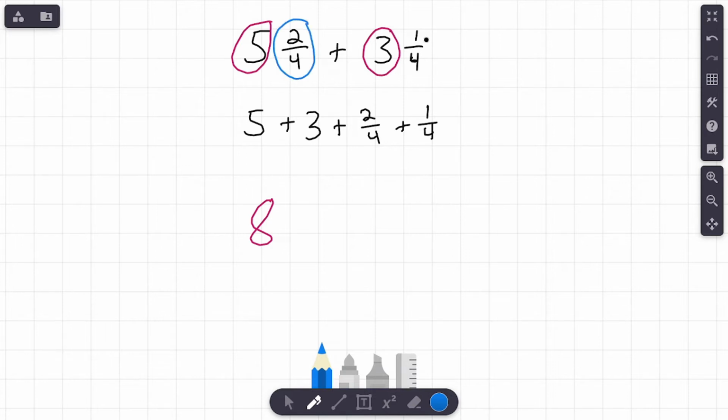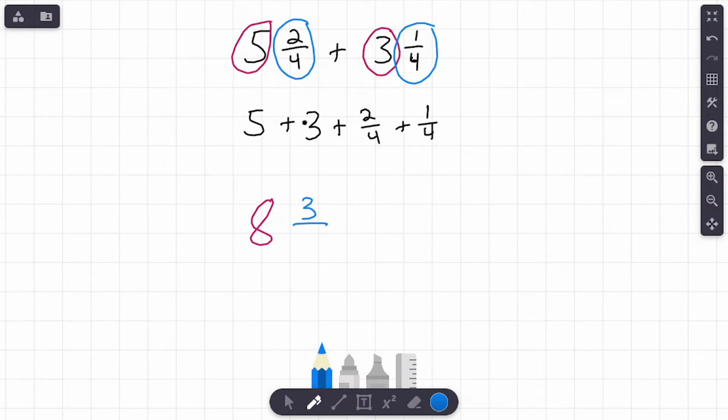Now let's add our fractions together. Our fractions are 2/4 and 1/4, and again, the reason we can add them is because the denominators are the same. If they weren't the same, we would just have an extra step to do, okay? So my question to you, what is 2 plus 1? Add the numerators. 2 plus 1 is 3.